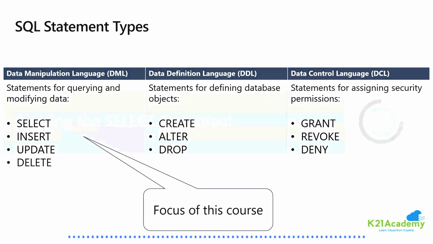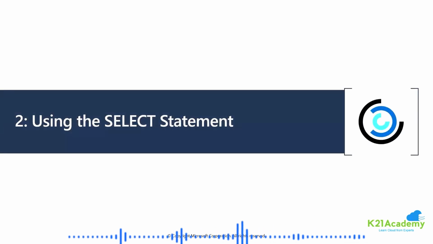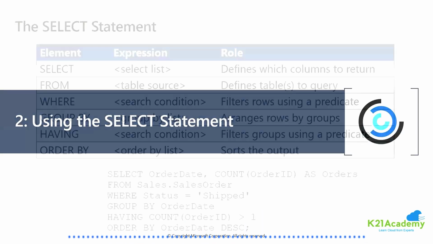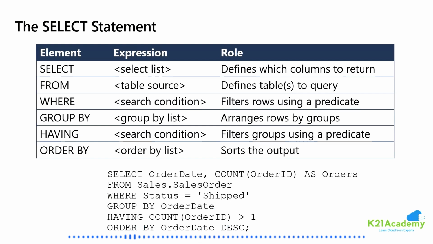So now at this point, let's proceed further and start with a select statement. Here, if you can see right now, I am using a simple select query, a select statement. So we have a statement here: select, from, where, group by, having, order by.